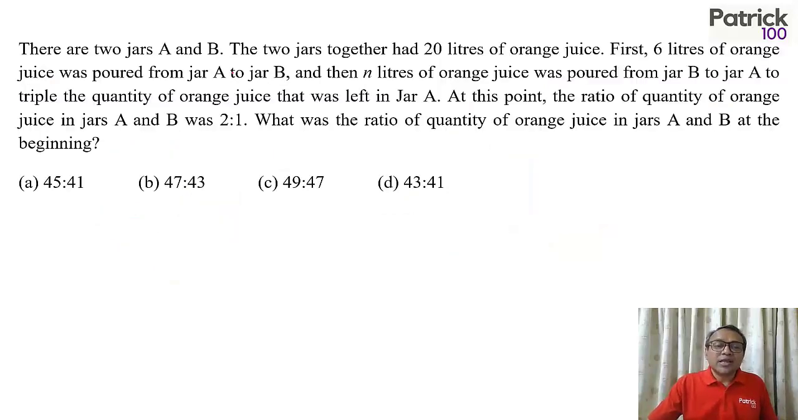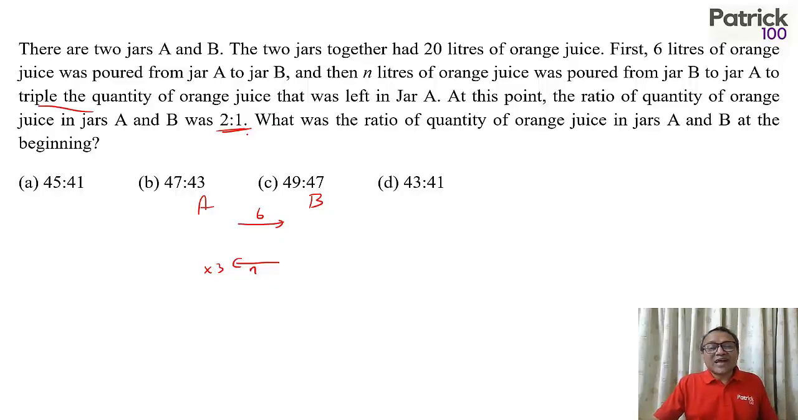We have two jars, A and B, with a total of 20 liters. First 6 liters is poured, then n liters is poured, and the quantity left in jar A becomes three times. Now the ratio becomes 2:1 finally.